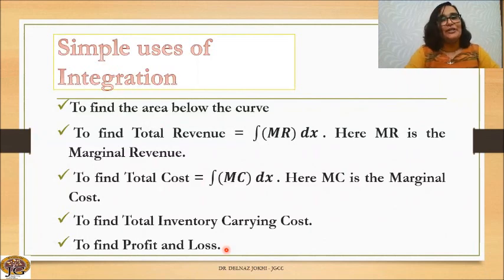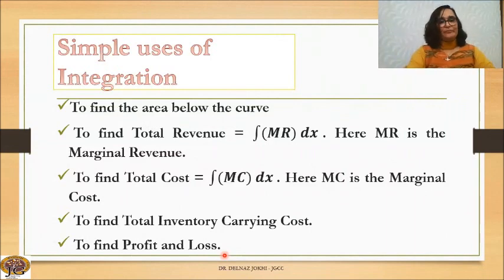How do you find out profit and loss? How is integration useful to find out profit and loss? Well, naturally, if you have total revenue and if you have total cost with you, TR minus TC, the total revenue minus total cost function, will help you to find out profit. Same way, when TR, TC and other details are given to you, you can also find out the break-even point. Yes, you can also find out loss and you can also find out profit.